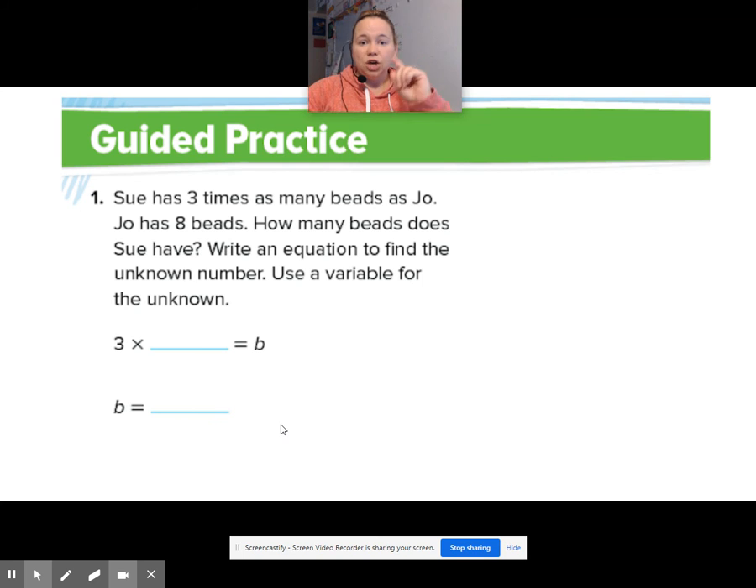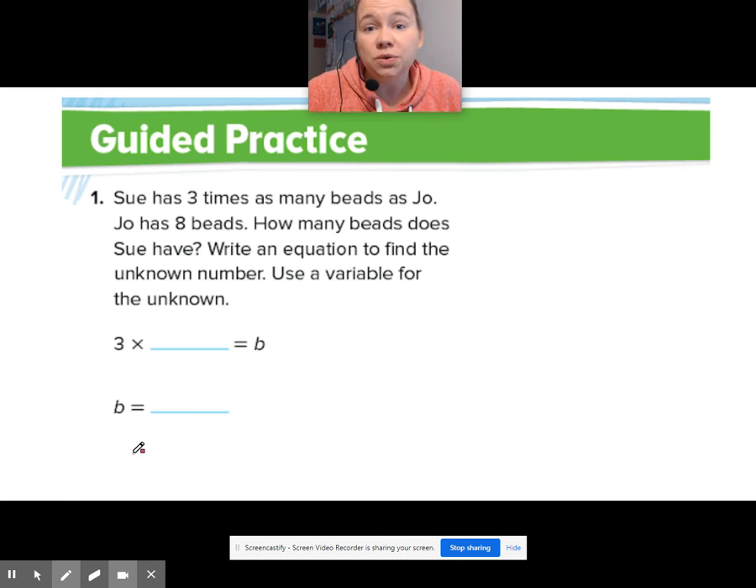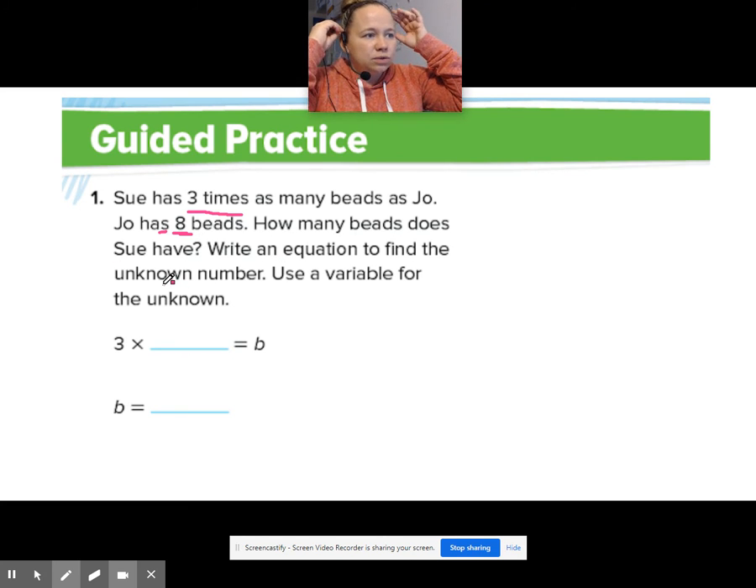Page 154. Go ahead and pause this video until your math book is open to page 154, then hit play. All right, here we go. Page 154, we're going to do this together. Oh, they gave us the variable was B. We have to use B. Okay, Sue has 3 times as many beads as Joe. Joe has 8 beads. How many beads does Sue have? Write an equation to find the unknown number and use a variable for the unknown. So they want us to use a variable and solve.